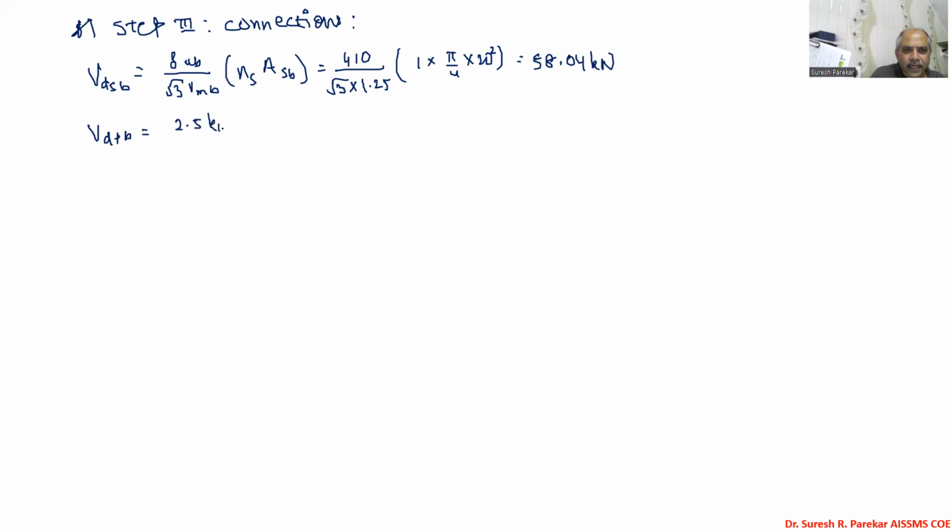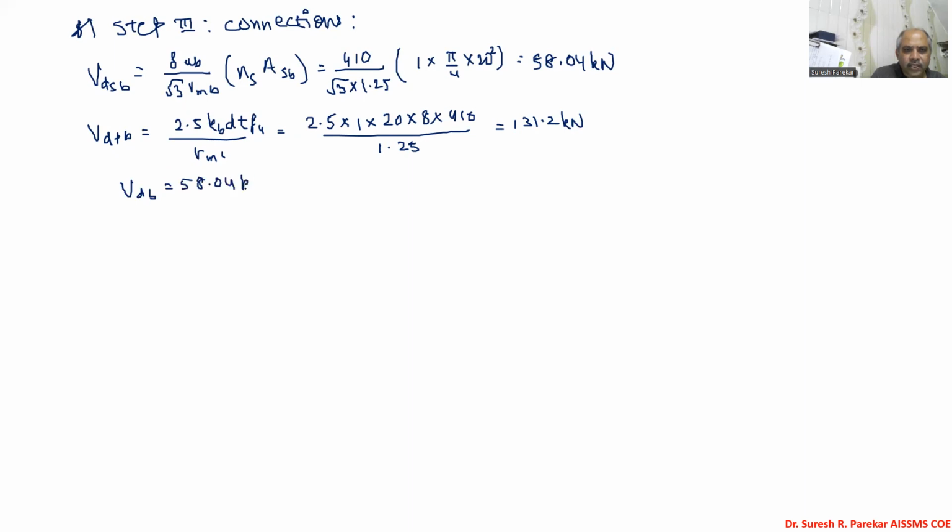Then we can go to VDPB, which is 2.5 kb d t Fu upon gamma mb. Now kb we have to take as 1, because we do not have p and all this. So 2.5 into 20 into 8, Fu we have 410, divided by gamma mb, which is 1.25. It comes to 131.2 kilonewtons. Therefore VDB is 58.04 kilonewtons.